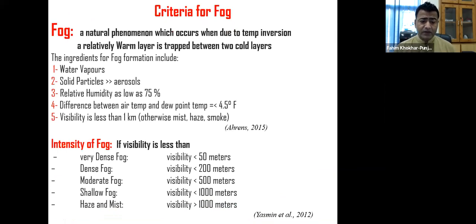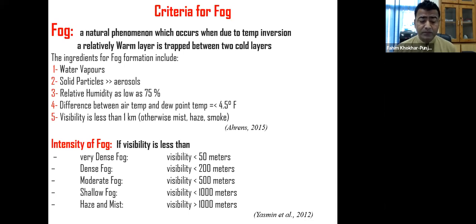Okay, before I start with the smog things, I would like to educate you about some very fine and minute things, which are very basic and fundamental. Fog is a natural phenomenon which occurs when, due to temperature inversion, a relatively warm layer is trapped between two colder layers in the boundary layer in the troposphere. The ingredients for fog formation include: a sufficient amount of water vapor; solid particles like aerosols, like cloud condensation nuclei; and relative humidity as low as 75%, which is mandatory.